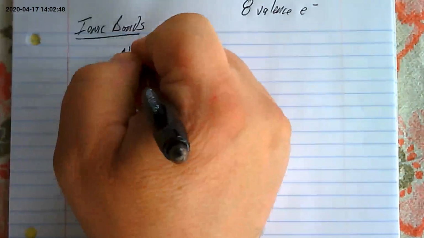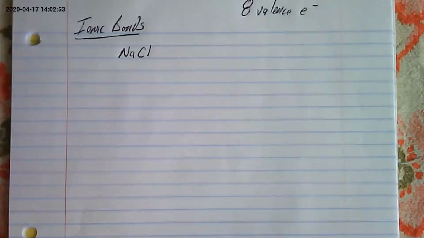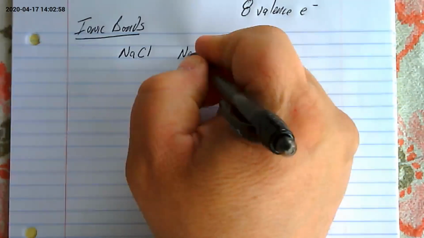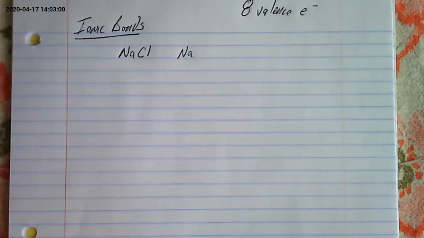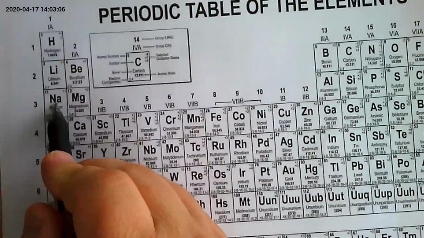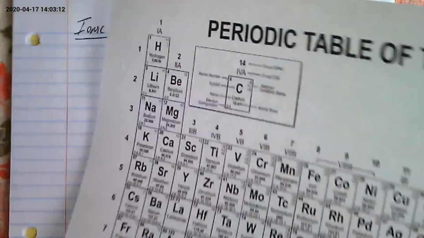For example, the most common ionic compound that you guys are aware of is sodium chloride, NaCl. Now, if you look at these two elements, you have Na, which, if you look at your periodic table, is in group 1. Okay? It's 3s1, which means it has 1 valence electron.